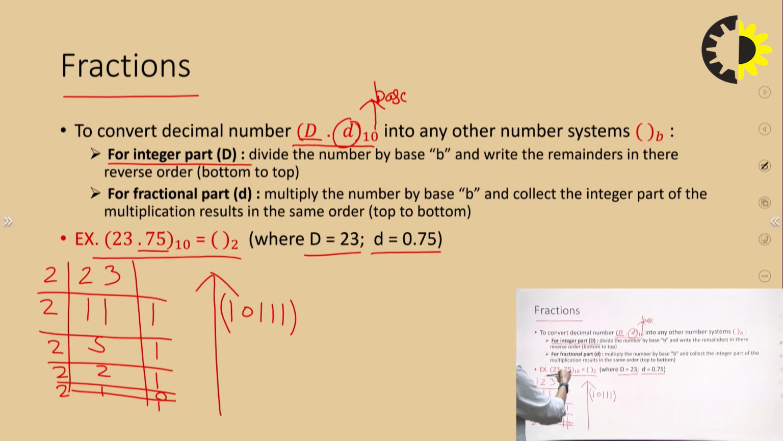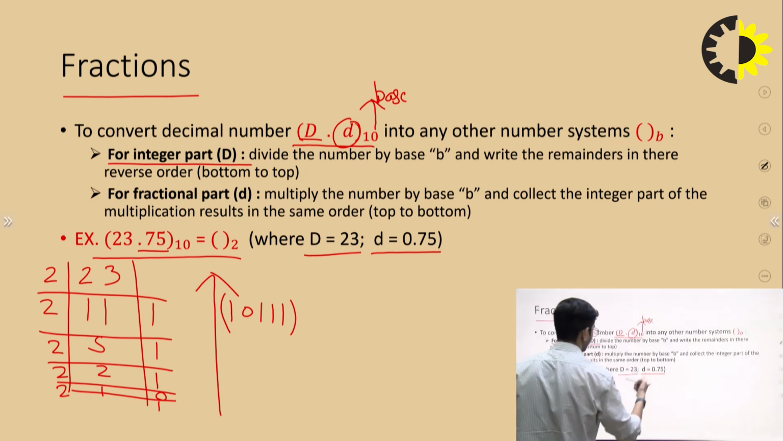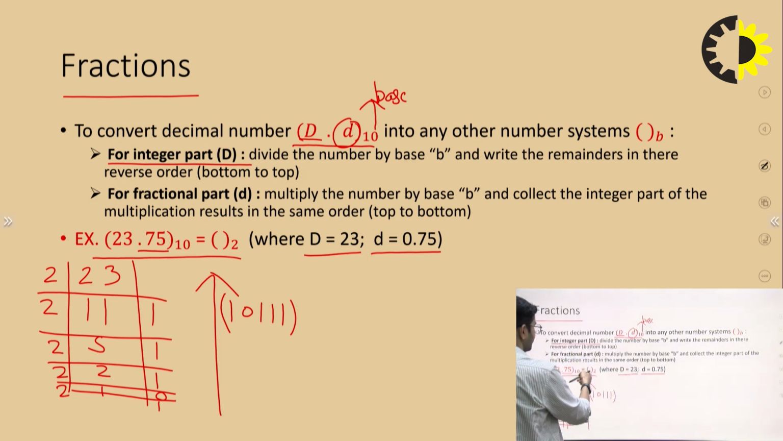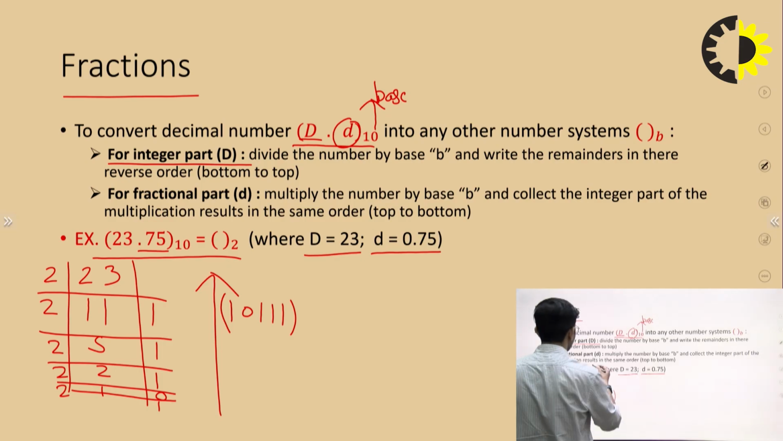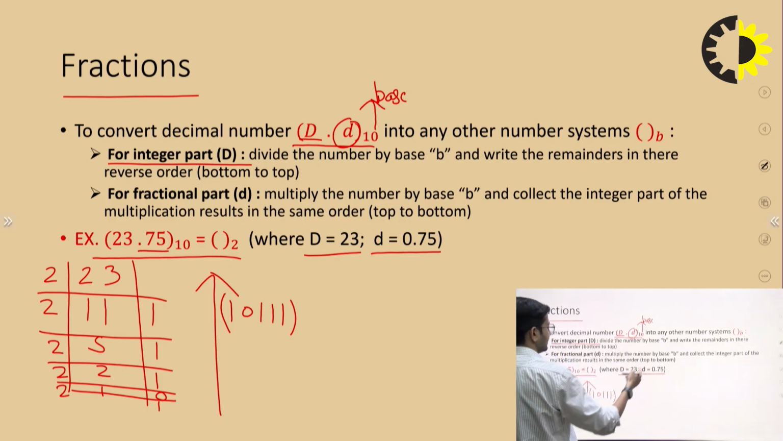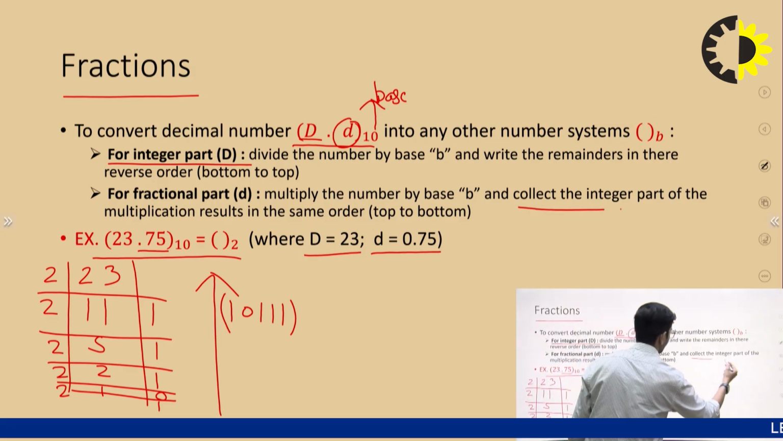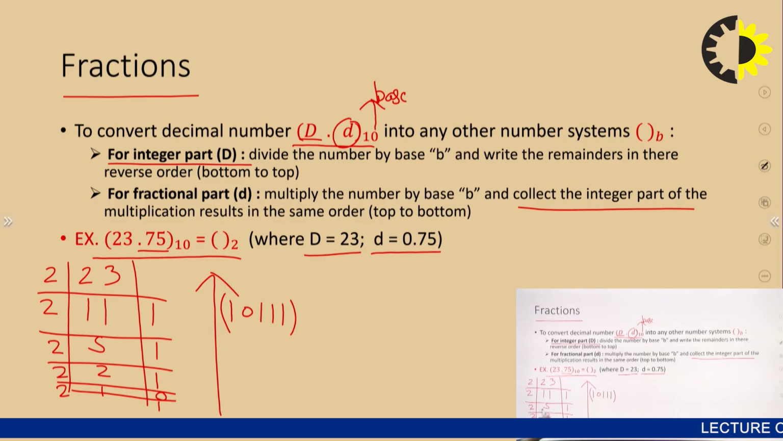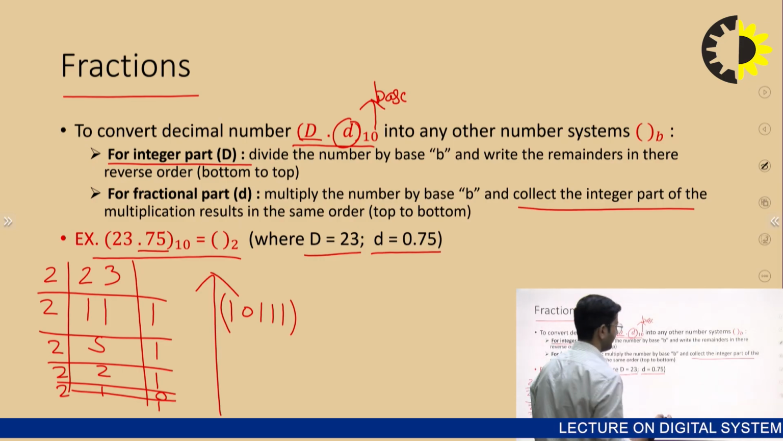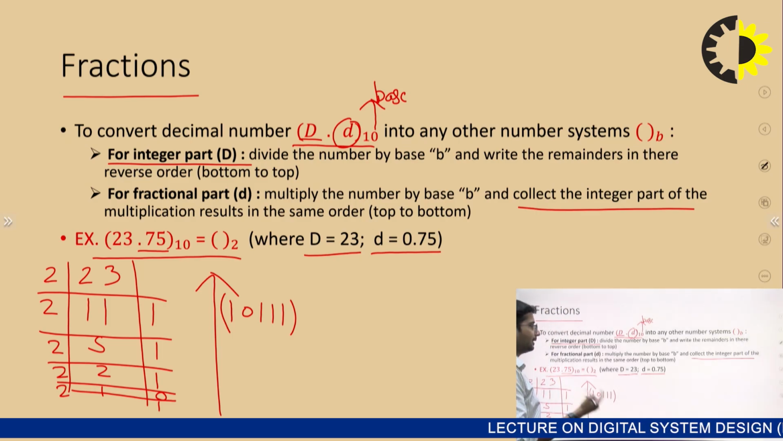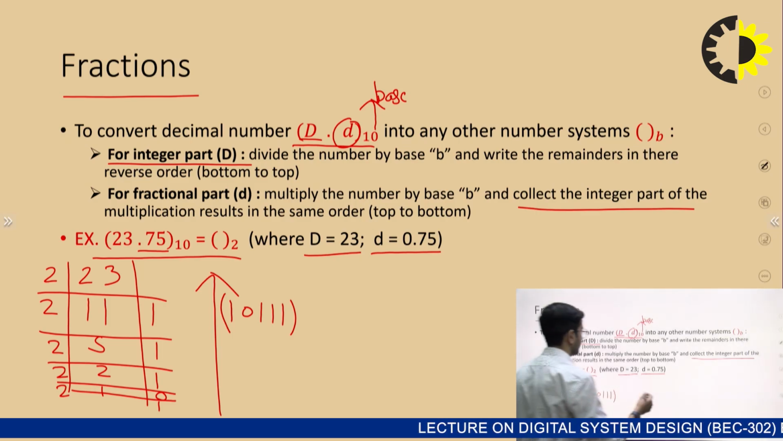For the fractional part, we have to multiply the fraction by the base, and here the base is 2. For the multiplication, we collect the integer parts of the results in order, from top to bottom. In division, we take from bottom to top, but in multiplication, we take from top to bottom.